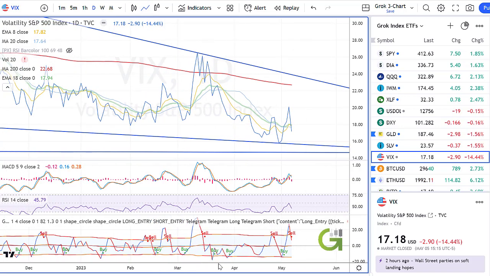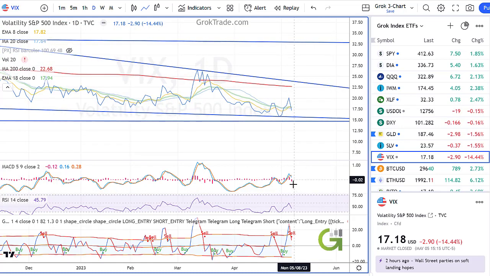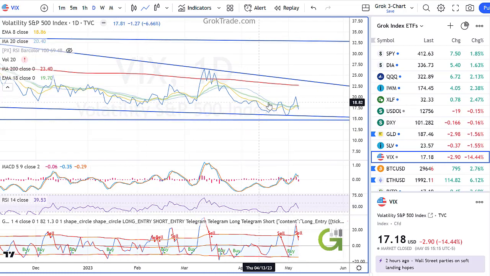Okay, and we got a sell here on VIX. So the VIX looks like it's going to keep going lower. We got a crossover negative histogram tick on the MACD. RSI is going lower. So VIX is going lower. That means the market's going higher.